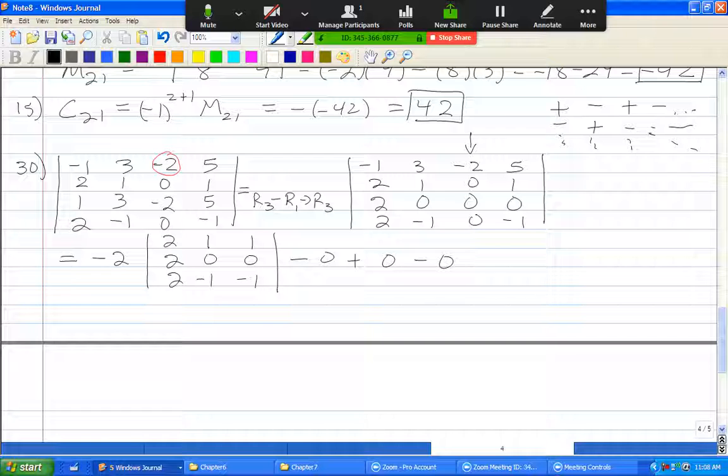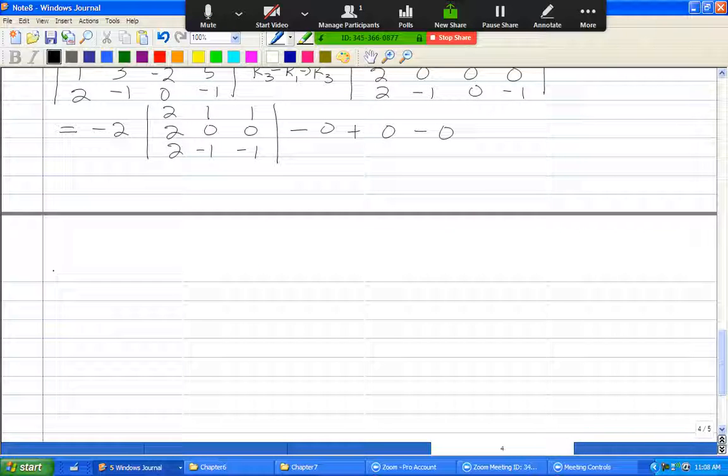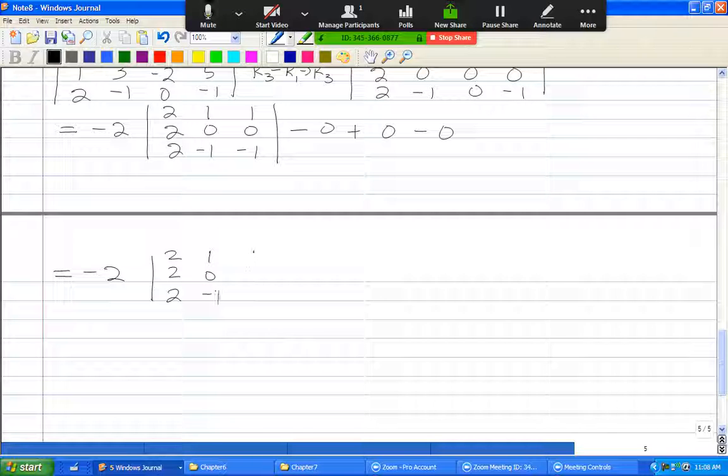Okay, so let me evaluate this. So it's -2 times. Let me use the trick that I had from before. 2, 2, 2, 1, 0, -1, 1, 0, -1. So let me repeat the first two columns. And then let me multiply this way, that way. And then this, and this.